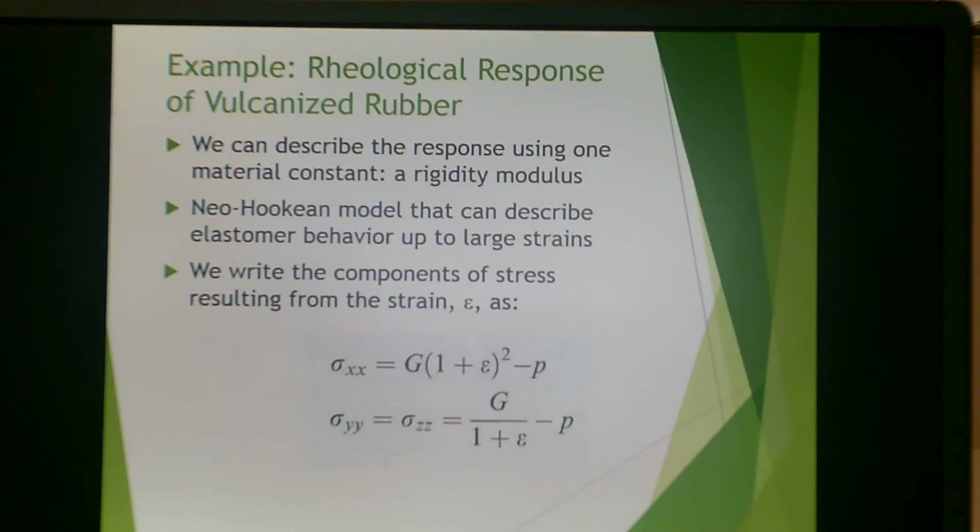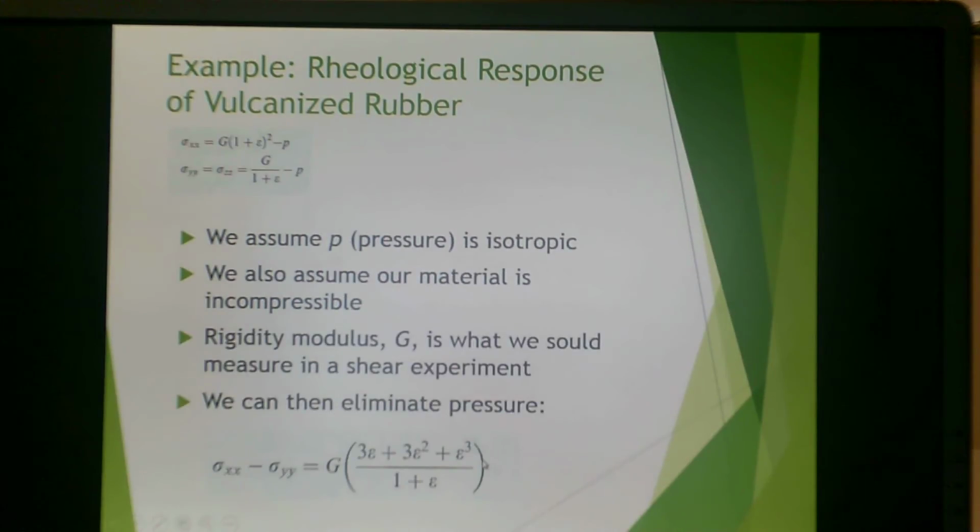And we write the components of stress resulting from strain as what we see here. So sigma xx equals the rigidity modulus times a strain term, minus p, where sigma yy equals sigma zz, which equals this. So we assume P, which is pressure, is isotropic in this case. We also assume our material is incompressible. And the rigidity modulus G is what we should measure in a shear experiment. We can then eliminate pressure and come up with this particular term.